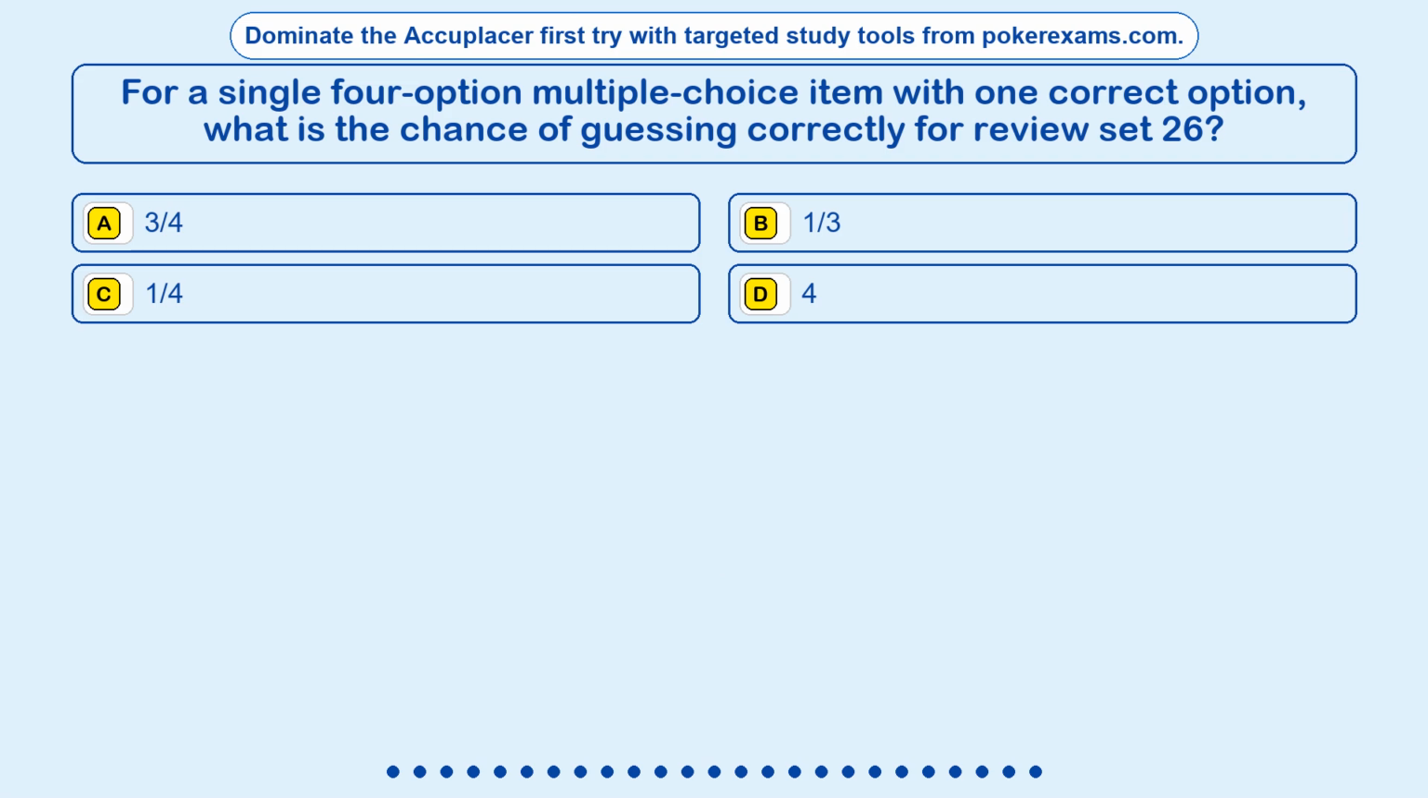Question 10. For a single 4-option multiple-choice item with one correct option, what is the chance of guessing correctly for review set 26? Option A, 3/4. Option B, 1/3. Option C, 1/4. Option D, 4.